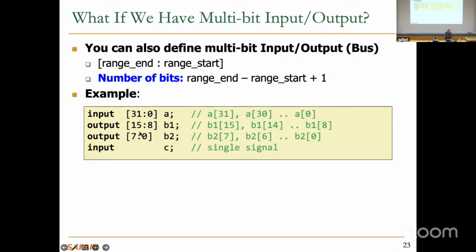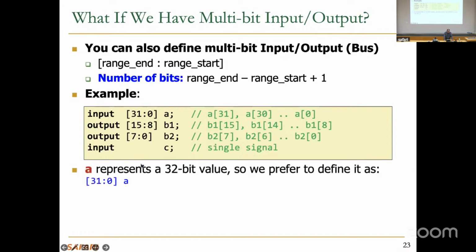You can also do, for example, this B1. You don't always need to put 0. You can say, for example, output [15:8] B1. And this B1 basically has bits 15 down to 8, essentially. This is also another example, [7:0]. And you can also have this input C, which is a single-bit signal.